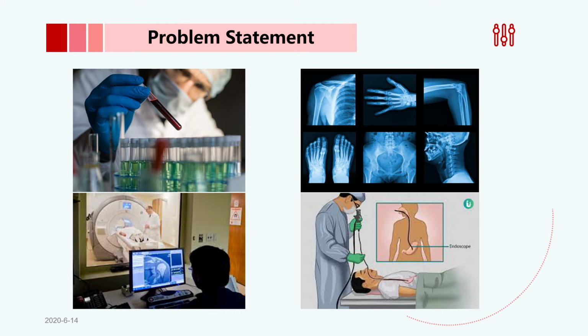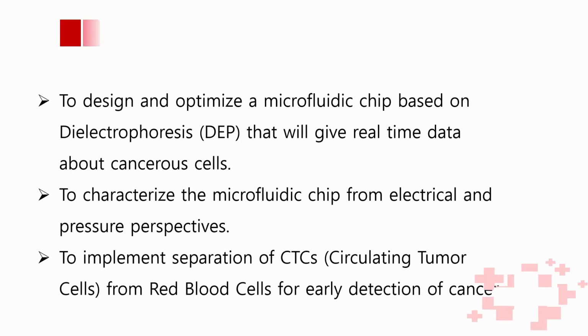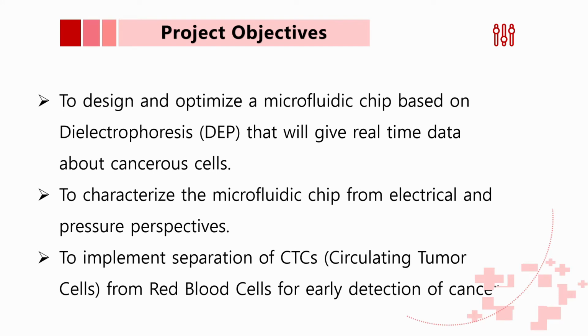So, in order to detect and diagnose cancer at an early stage, the state-of-the-art traditional methods like X-ray, blood tests, and biopsies are carried out. The problem with these methods is that they come with disadvantages like taking a long time to get the results of the report and loss of information from the samples that are taken, and of course it's quite painful. So in this project, we will try to design a microfluidic chip based on dielectrophoresis that will give real-time data about cancerous cells. And we will try to characterize that chip, and we will of course try to implement it to separate the cancerous cells, circulating tumor cells in this case, from red blood cells, which are considered to be the normal cells.